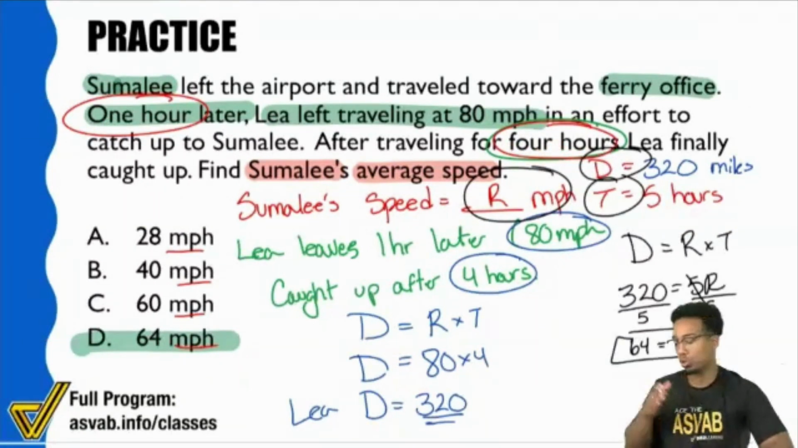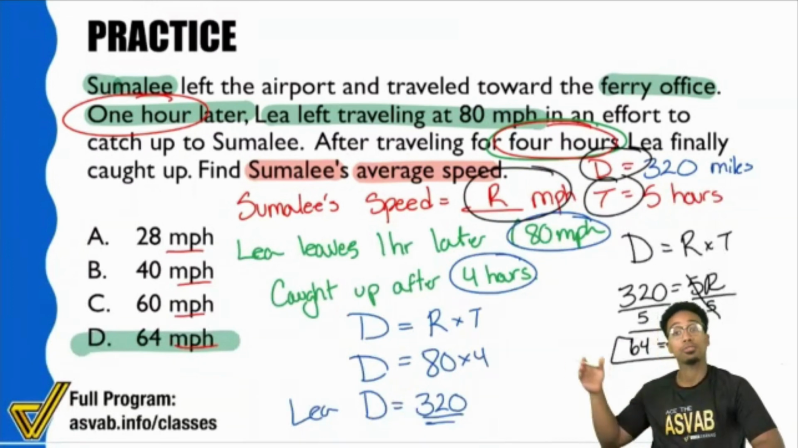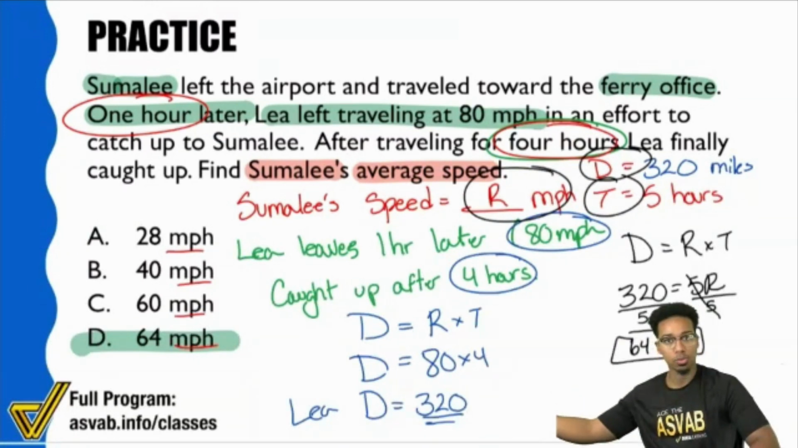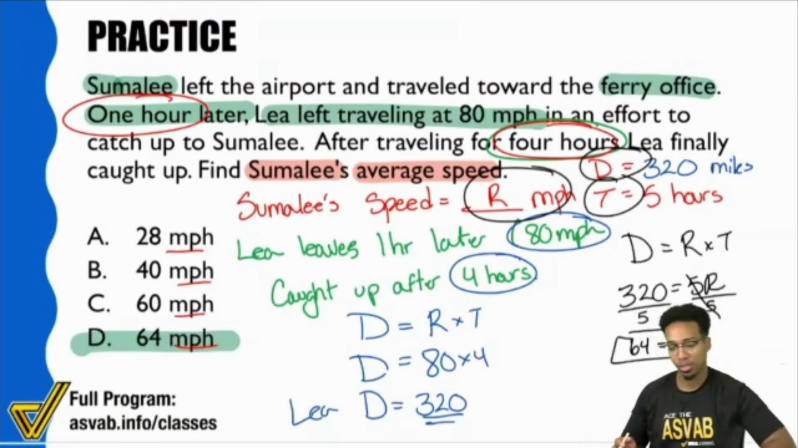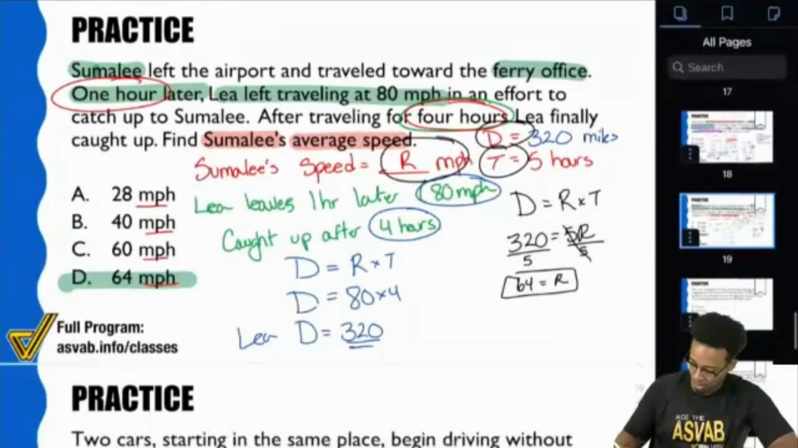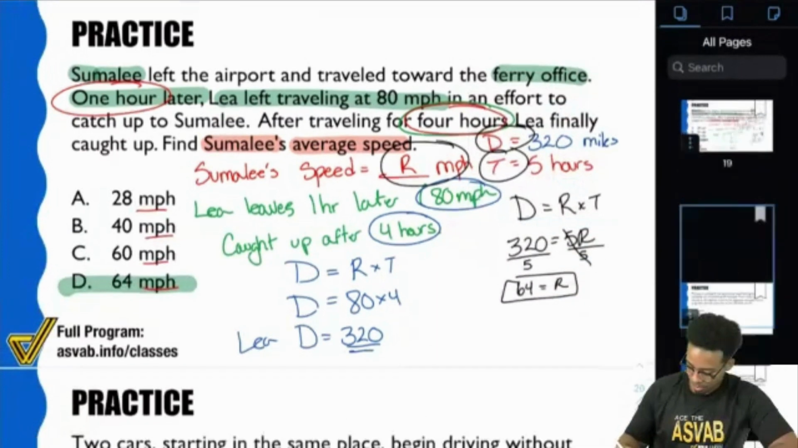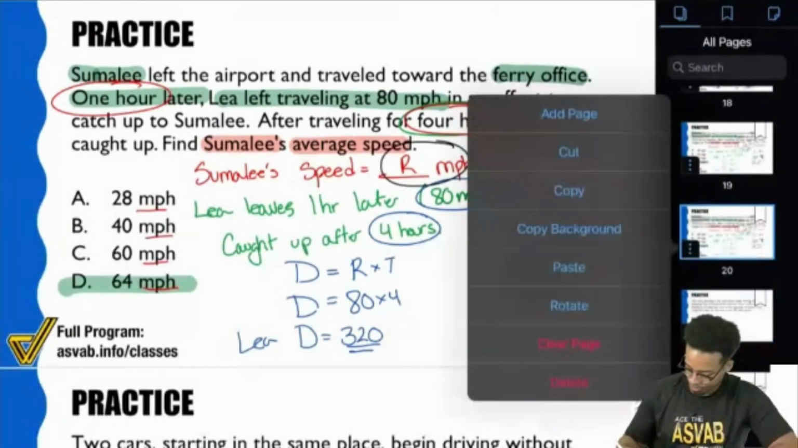So Suma Lee was driving 1 hour, and then it took 4 extra hours to get caught up to. So that's where we get the 5 hours. Let me go ahead and copy and paste this and do it all over for y'all. I got y'all. So here we go.